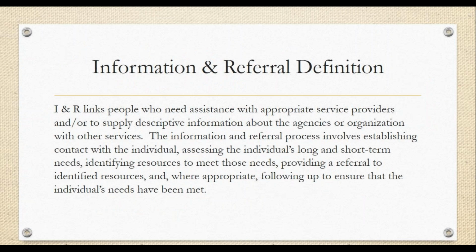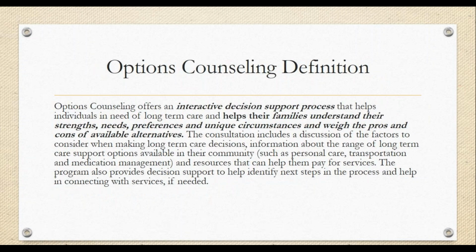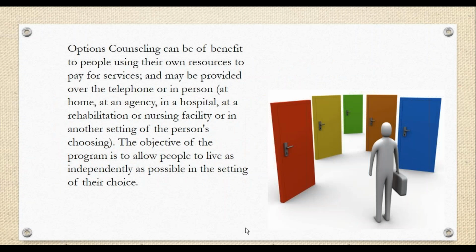So I wanted to briefly discuss information referral and option counseling because, as we said, this already should be a body of work that is already being done in your agency, so it shouldn't be new. But I&R links people who need assistance with appropriate service providers in their community. It is more of an information referral process, and it is usually more of a short-term process. Option counseling is more of an interactive decision support process that helps families understand their strengths, their needs, their preferences, and any unique circumstances that they have that is affecting their decision.